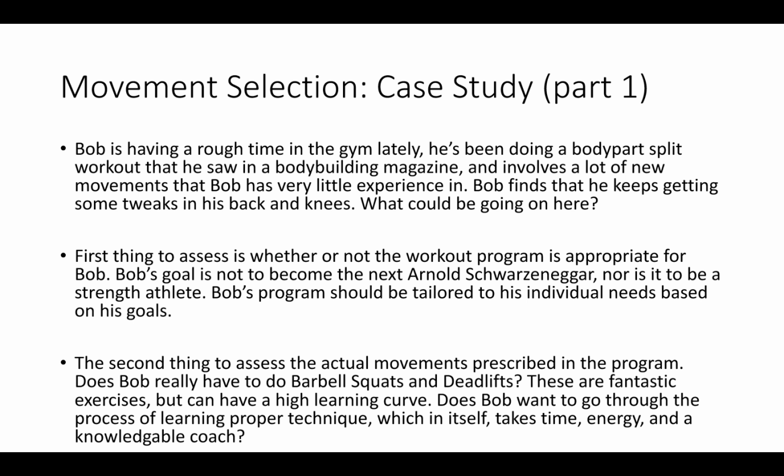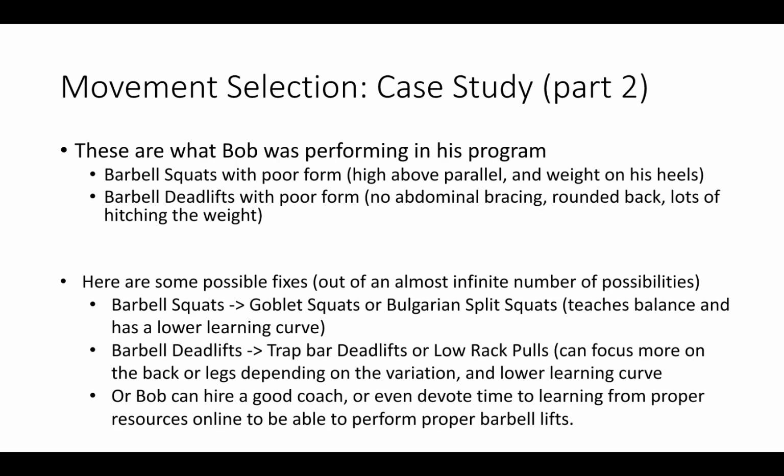So these are what Bob was performing on his program that he saw on the bodybuilding website. He was doing barbell squats, but he was doing them with poor form, such as he was too high above parallel, so the crease in his hips wasn't level with the top of his knee. He was well above that, and he kept all the weight on his heels.